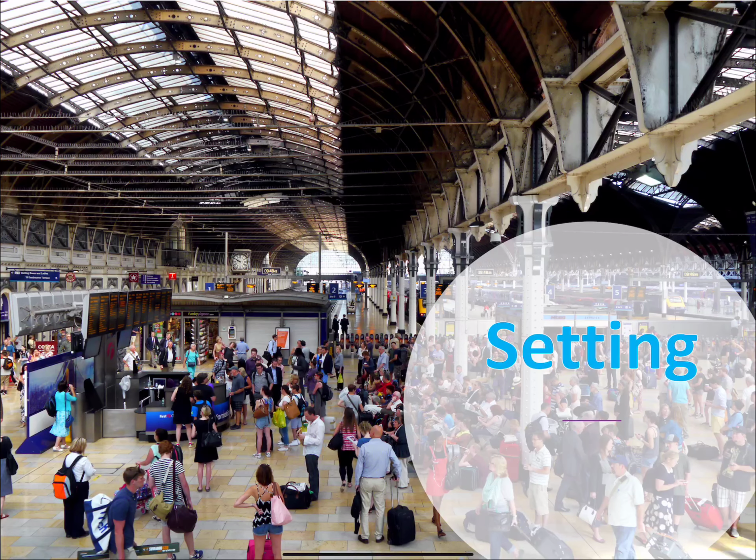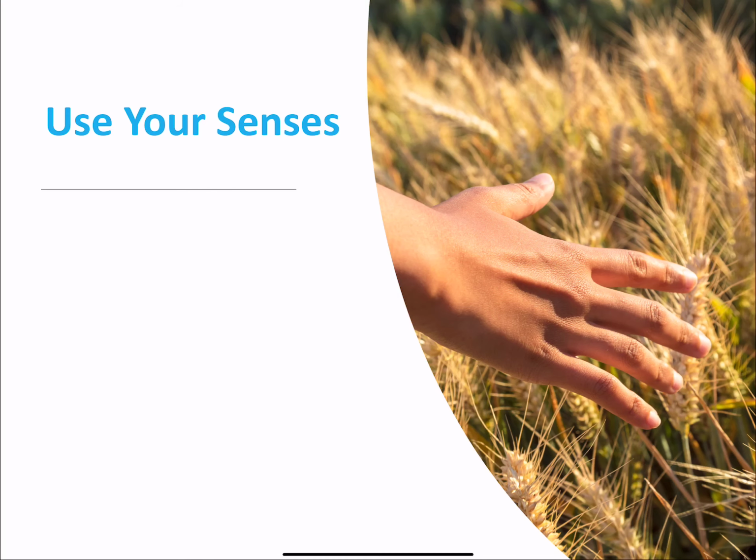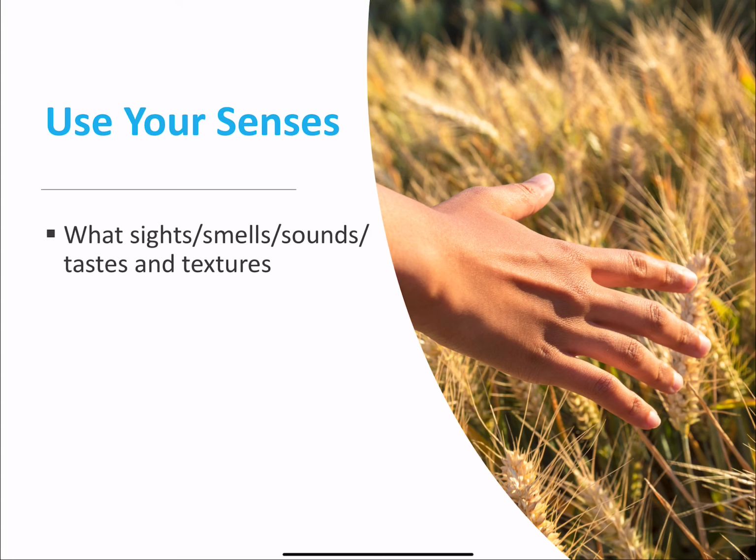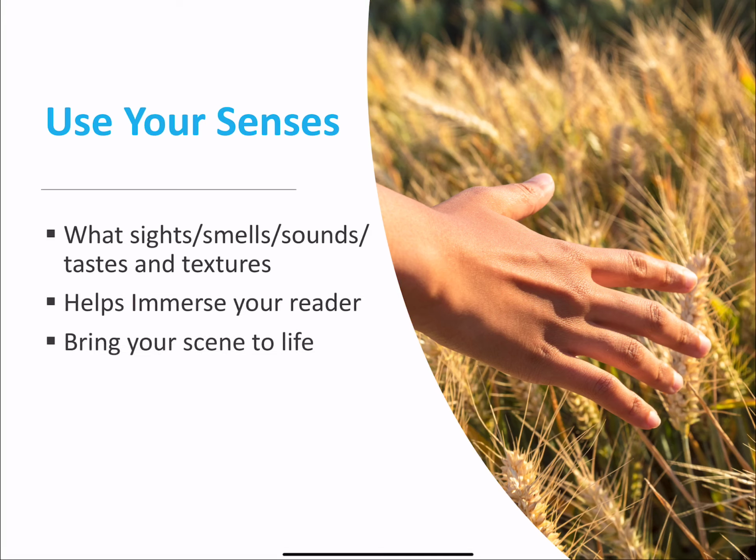There'll usually be a question specifying the setting in your exam. For instance, it'll ask you to write a story in a busy train station. That's where you decide which of your objects and characters you want to bring in. If you are given the setting, think about what senses are going on. This will really help to immerse your reader and it brings your scene to life a lot more.